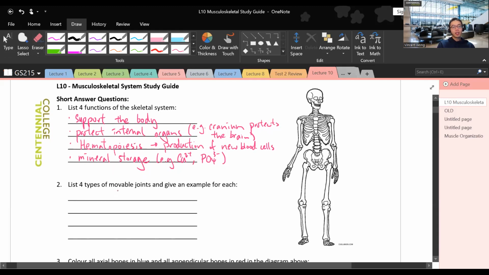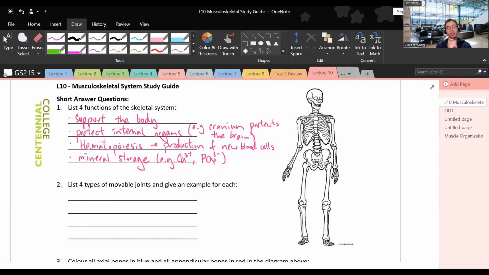List 4 types of movable joints and give an example of each. So in terms of joints, there are different types. There are, for example, immovable joints. So those do not allow movement. There are partially movable joints, such as between the vertebrae, and then there are the movable joints.